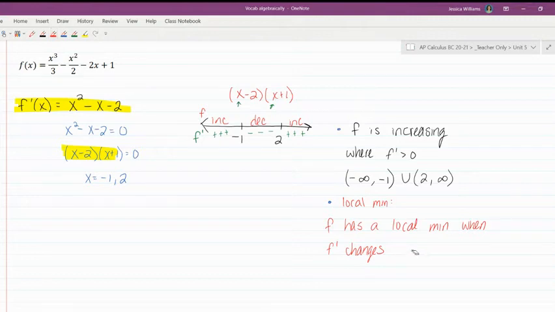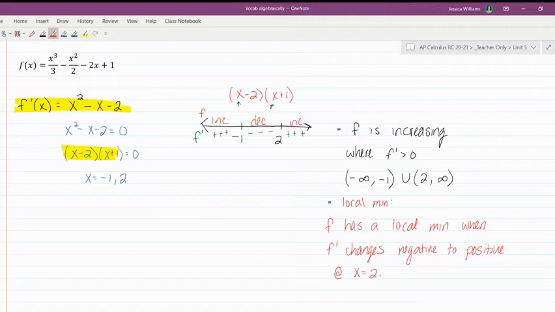So it's when f prime changes from negative to positive. Negative to positive. And we would say that that is at, let's see, we change from negative to positive, decrease to increase, at x equals 2. So they could ask either of those.